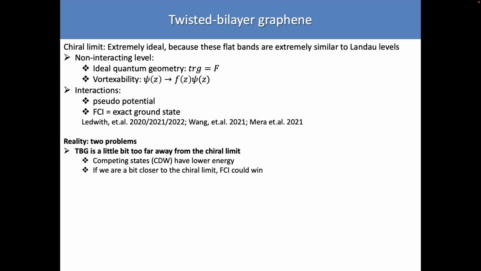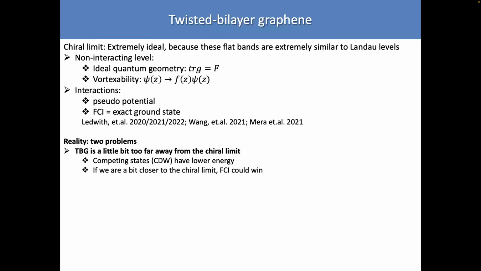In reality, unfortunately, it doesn't. Okay, for two reasons. First of all, the real twisted bilayer graphene is not under the chiral limit. And unfortunately, it's a little bit too far away from the chiral limit. If twisted bilayer graphene could be like 30 or 40% closer to the chiral limit, then this fractional state would be the ground state. But because it's too far away, if I dump the realistic material parameters into exact diagonalization, into numerical simulation, we find that the competing state, like charge density wave, is always slightly lower in energy than this topological state. So the topological state is never favored in twisted bilayer graphene by itself.